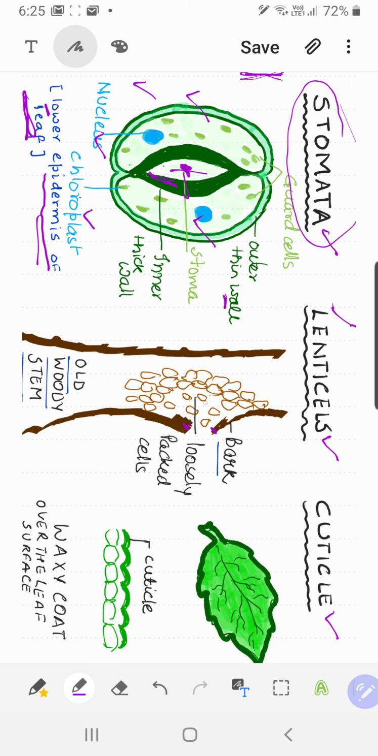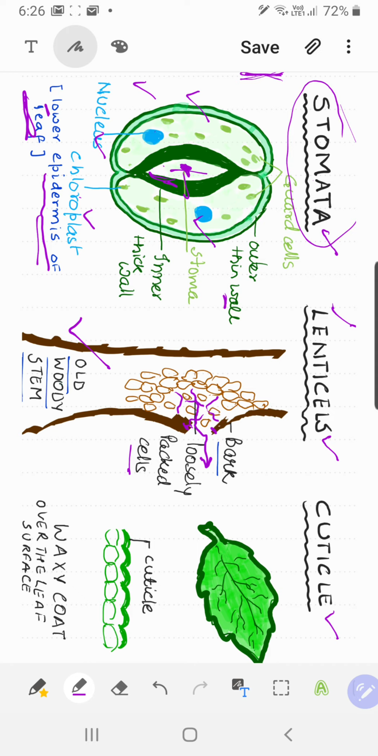Because the cells behind this tend to be loosely packed. You can see that there are intercellular spaces in between. Right, so the cells become loosely packed, and since they are loosely packed, there is a space to get out of the tree. So the moment you have the space from where the escape can be done, this loosely packed arrangement of cells is known as lenticels. And where lenticels are located, this is also a very important question. Where are they located? In the bark of old woody stem.